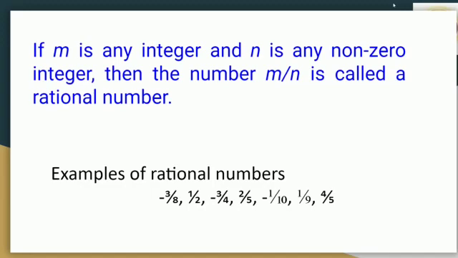There are two conditions to be satisfied, that is, both m and n should be integers and the denominator should not be equal to 0. These are a few examples of rational numbers: minus 3 upon 8, 1 upon 2, minus 3 upon 4, 2 upon 5, minus 1 upon 10. All these are examples of rational numbers. All are in the numerator-denominator form.